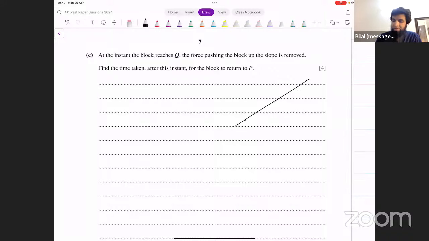Let's say this was the inclined surface, this is 30 degrees. Let's say this point is P, and this point is Q. The distance between P and Q is 10 meters. What they're saying is, at the point Q, the force pushing the block up the slope is removed. So there's no force acting in the forward direction anymore.